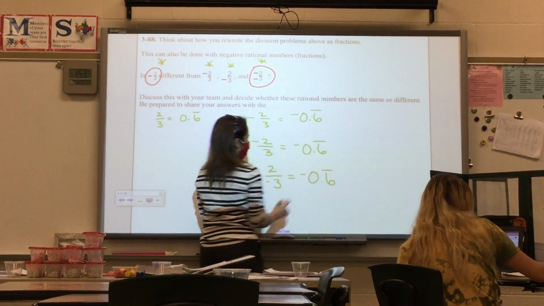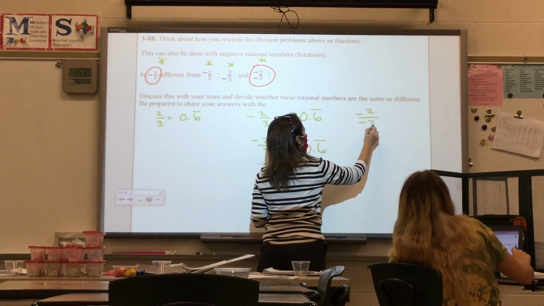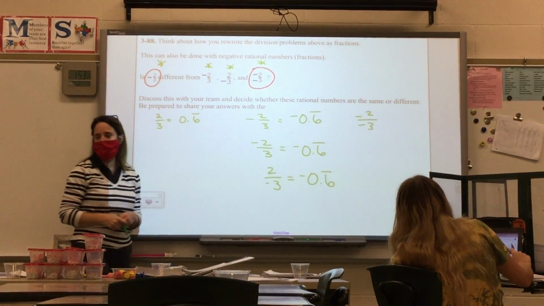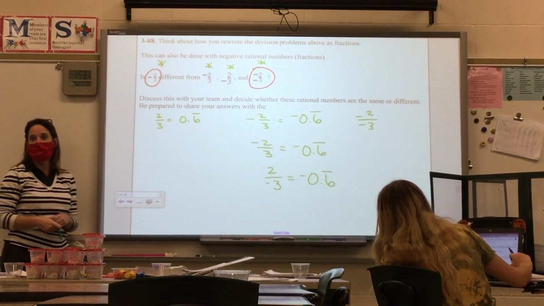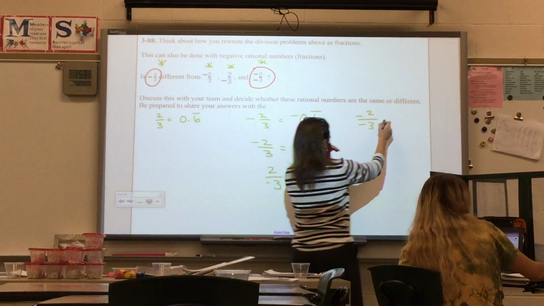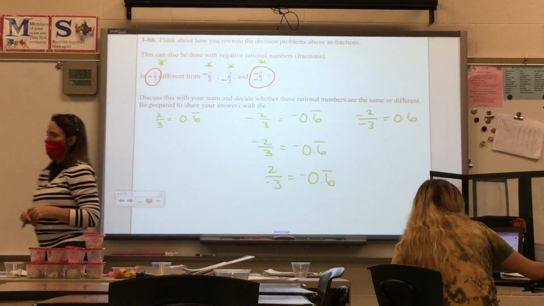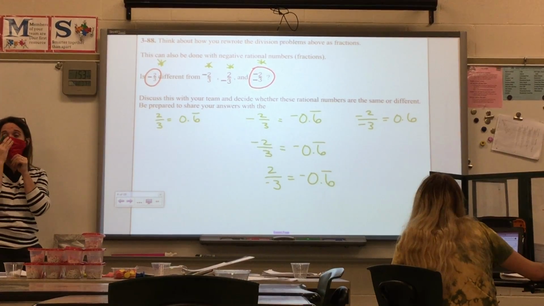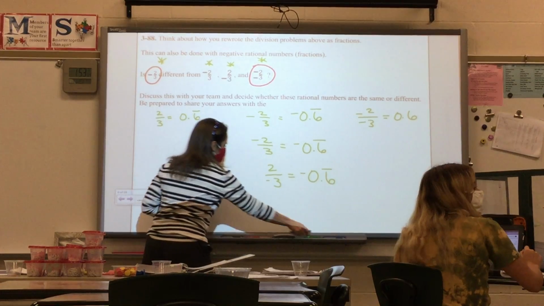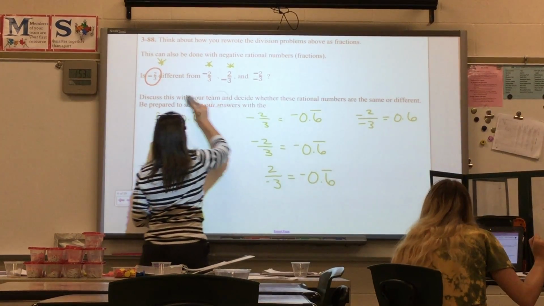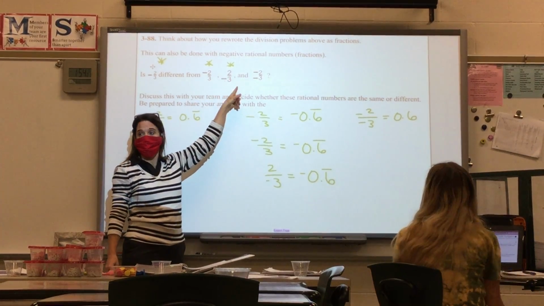Oh, wait, the last one. What does a negative divided by a negative give me? It's a positive. It'd still be 0.6, but it's positive 0.6. So negative 2/3 is the same as these two.